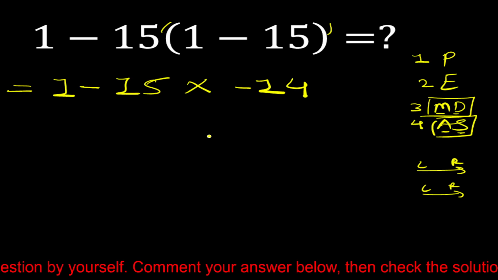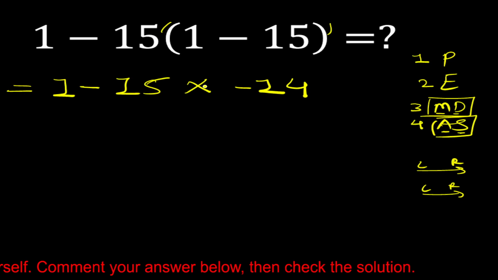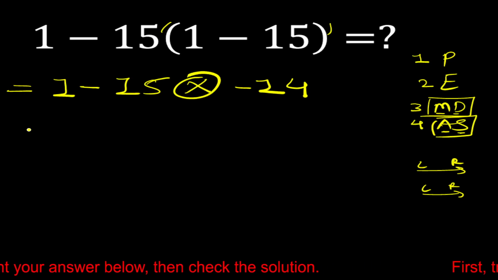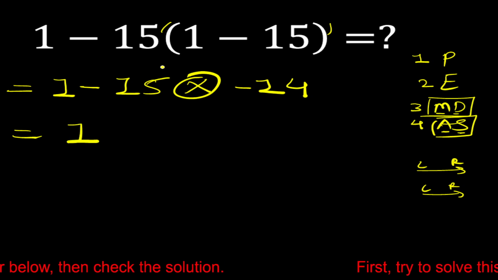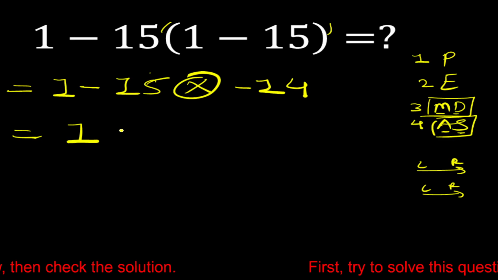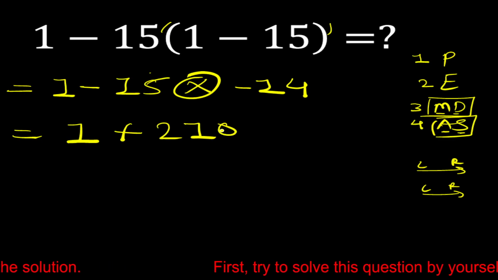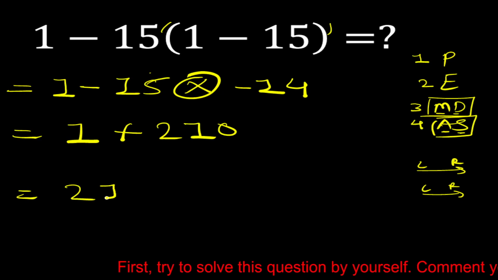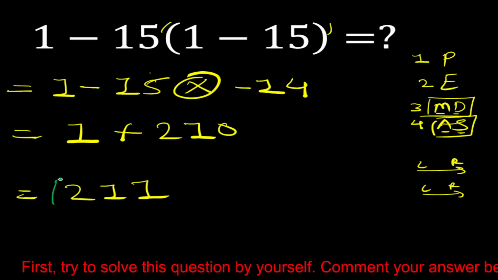Now according to PEMDAS rule, first we have to solve this multiplication. So is equal to now 1, then now minus 15 multiply minus 14 is equal to plus 210. Okay. So now 1 plus 210 is equal to 211. So the correct answer is 211.